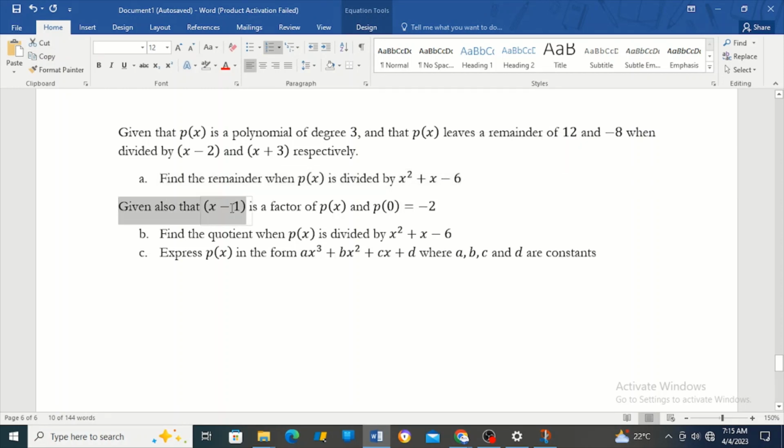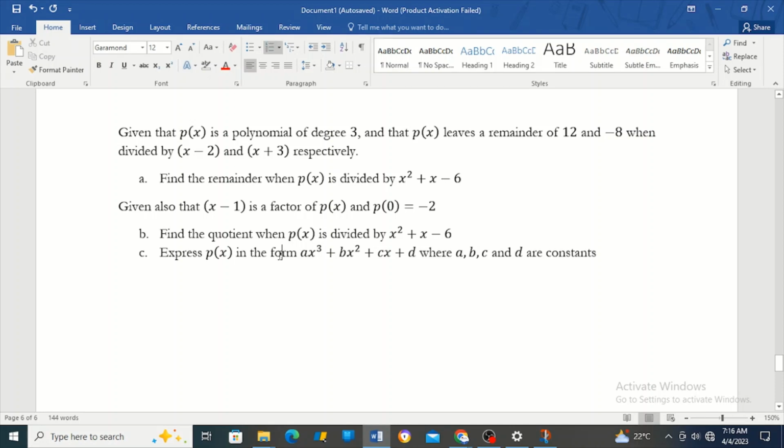Given also that x minus 1 is a factor of p of x and p of 0 is equal to negative 2, find the quotient when p of x is divided by x squared plus x minus 6. Express p of x in the form ax cubed plus bx squared plus cx plus d, where a, b, c and d are constants.